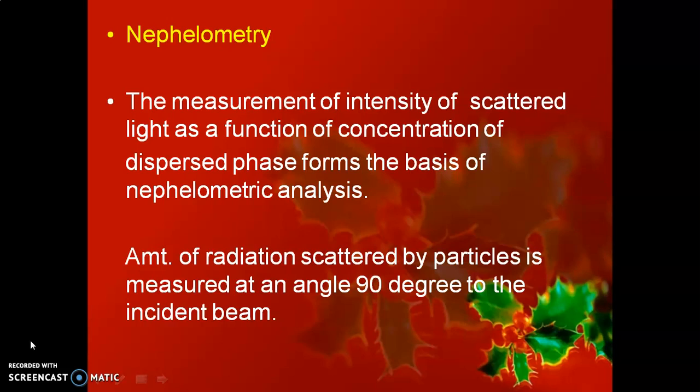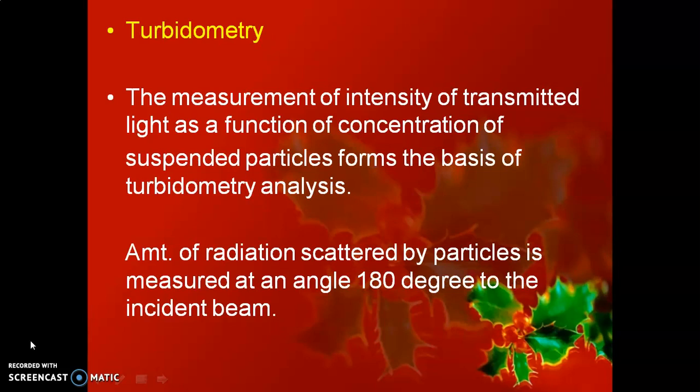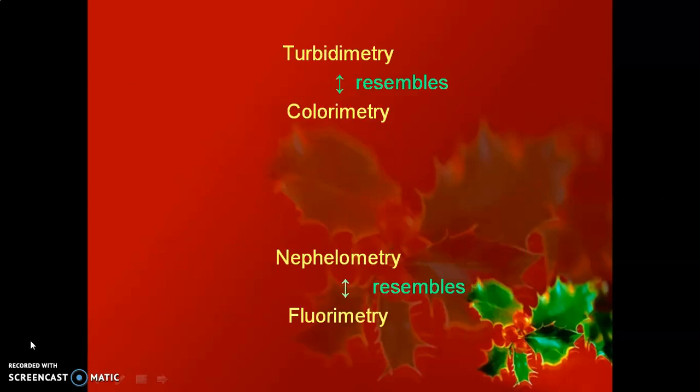of nephelometric analysis. The amount of radiation scattered by particles is measured at an angle of 90 degrees to the incident beam. In turbidimetry, the measurement of intensity of transmitted light as a function of concentration of suspended particles forms the basis of turbidimetric analysis. The amount of radiation is measured at 180 degrees to the incident beam.